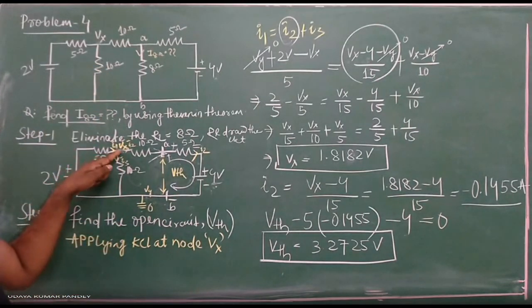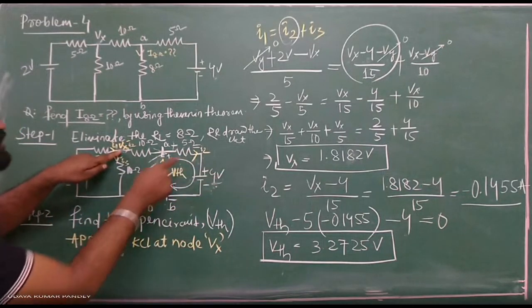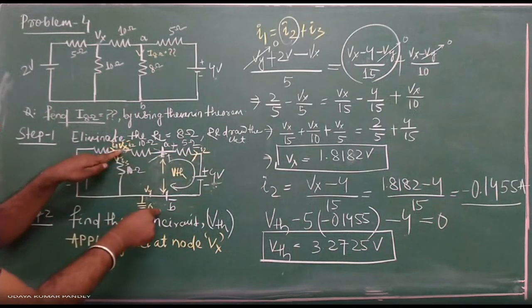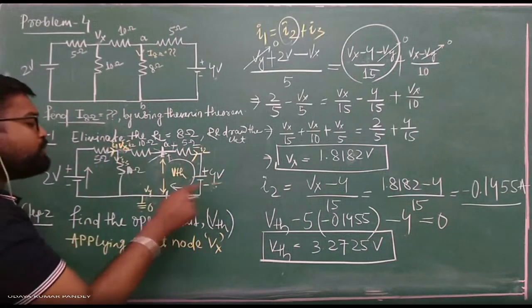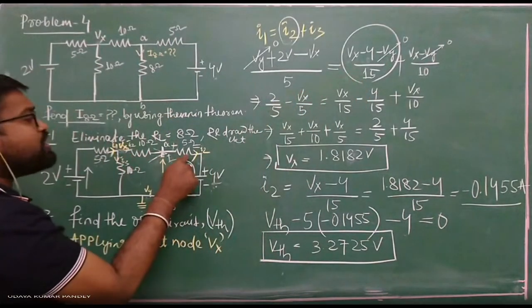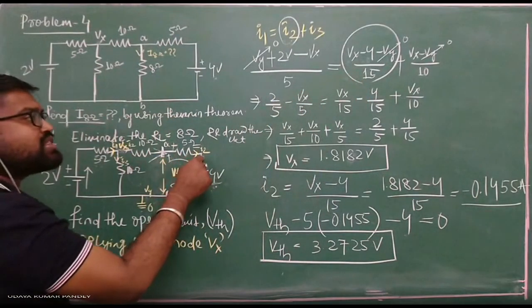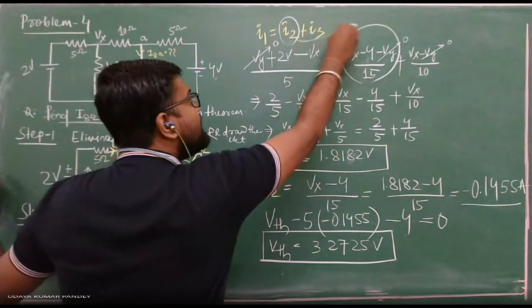If I am considering the current flowing from A to B, I2 current is flowing, that means how to calculate the drop? A minus B, similarly Vx minus 4 minus Vy, divided by 10 plus 5. Series resistance, this is your 15 ohm. Okay, and I have just calculated like this.